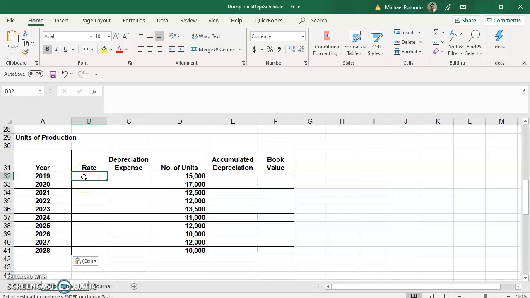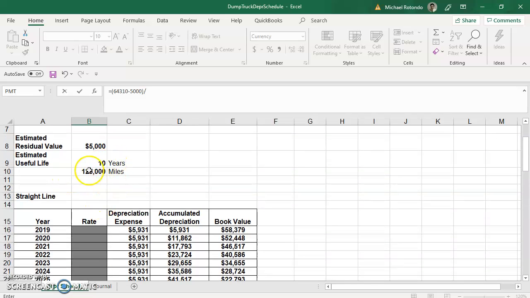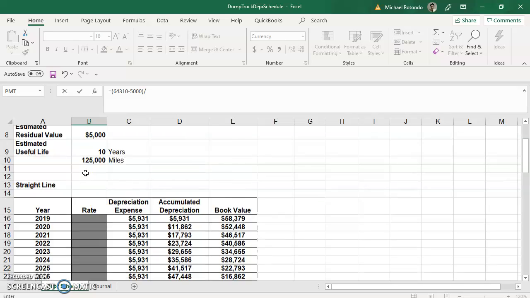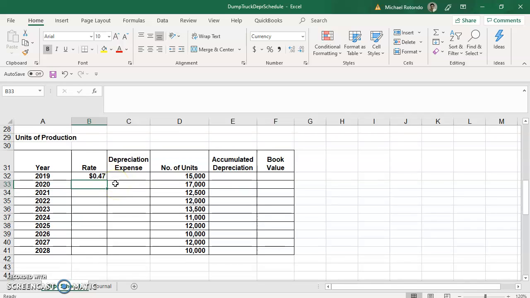Now, in order to get the rate, what we have to do is take the cost of the 64,310 minus the estimated residual value or salvage value of 5,000, and we need to divide that over the number of units that we are going to use. So this is our estimated useful life in units. So it needs to be over the 125. And basically what it does is it gives us 47 cents per mile. Okay? So once we have that, we could just copy that down.